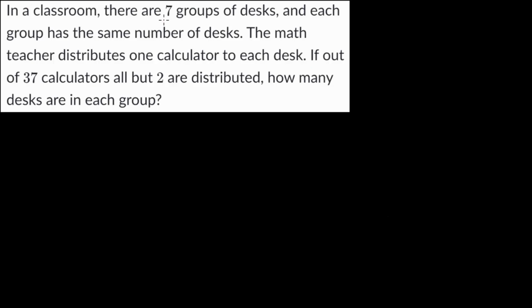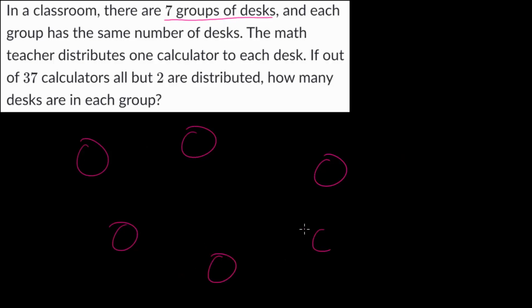So in this classroom, there are 7 groups of desks. So if we want, we can draw in 7 groups here that we can imagine, something like that. And each group has the same number of desks. So these groups are all the same size. And the math teacher distributes 1 calculator to each desk. So essentially, each person is getting 1 calculator. And if out of 37 calculators, all but 2 are distributed, how many desks are in each group?